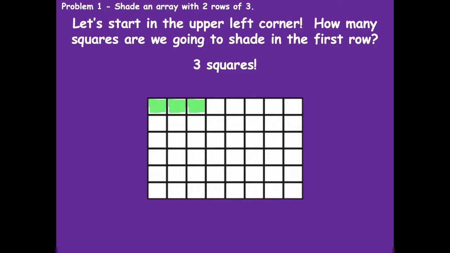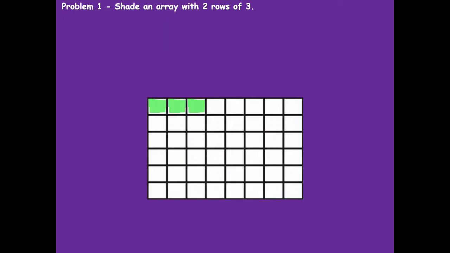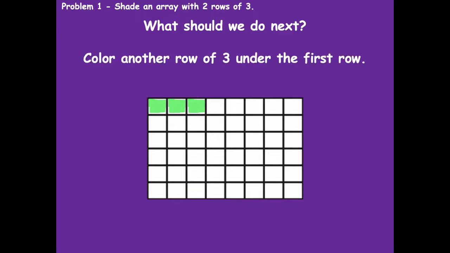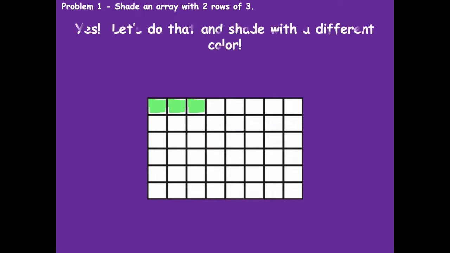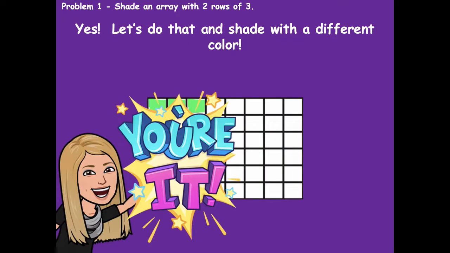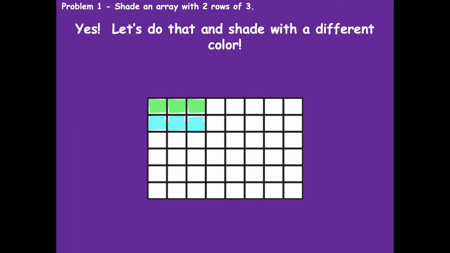All right, friends, pause if you need more time. All right, so what should we do next? Yeah, we're going to color another row of 3 under the first row. So here we go. 1. Oh, sorry. Let's shade it with a different color than green, or whatever color you used first. So I'm going to use blue. 1, 2, 3. So pause the video, use a second color, and shade in your next row. And then click play when you're ready to go over it together.